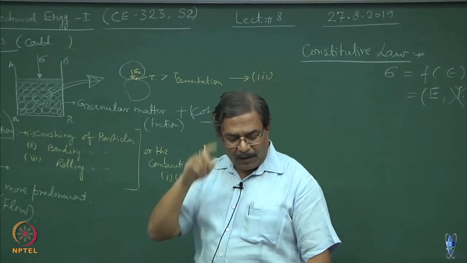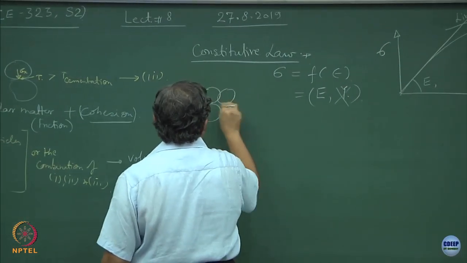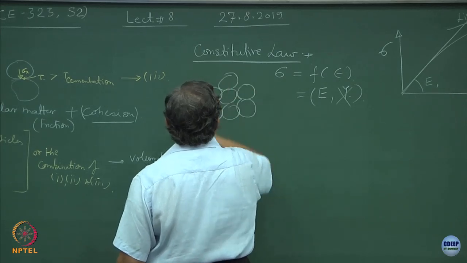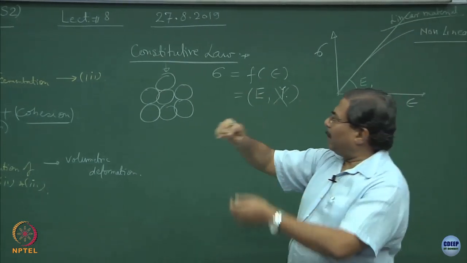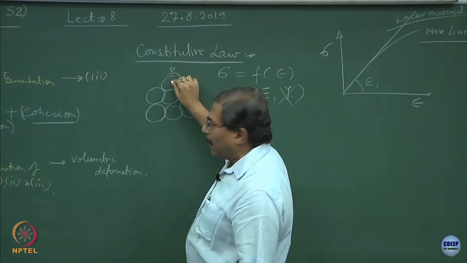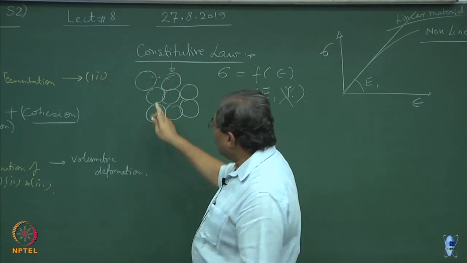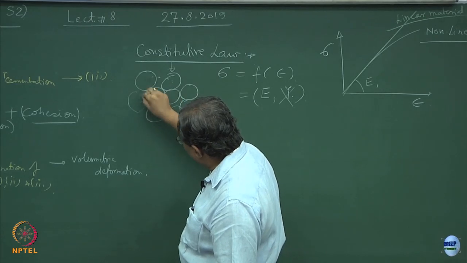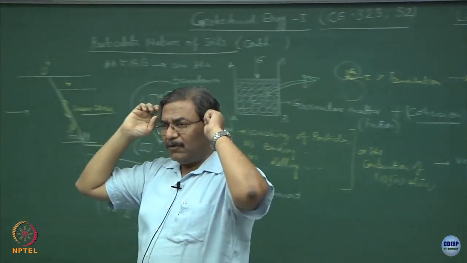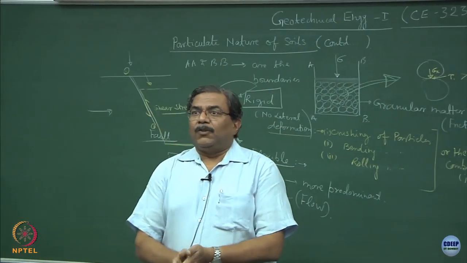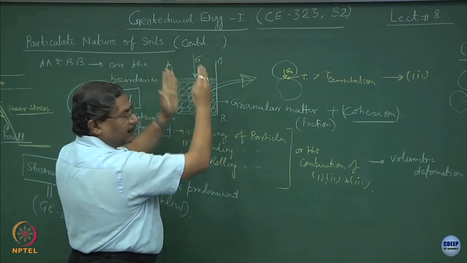If you remember the basic model which I had drawn last time, you have a set of particles, and suppose I press it from the top, what's going to happen? The chances are that this particle will slide over and acquire a new position like this. This will also slide over and acquire a new position like this. We will discuss these things in detail. Is this okay? Conceptually, are you able to visualize? So everything is being restrained by the boundaries.